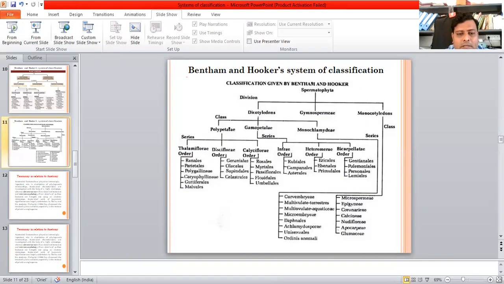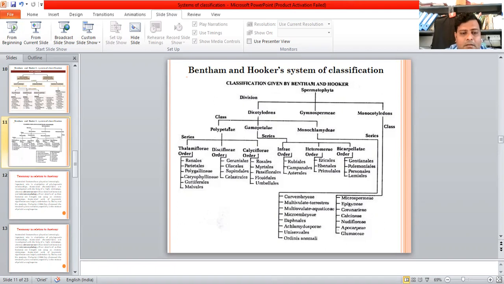In the series Inferae, the ovary is inferior, and the stamens are usually equal in number to the corolla lobes. It is further divided into three orders, 9 families. In the series Heteromerae, the characters are: the ovary is usually superior, the stamens are epipetalous or free from the corolla, either equal or double the number of petals. Carpels are more than two, often in two distinct whorls.